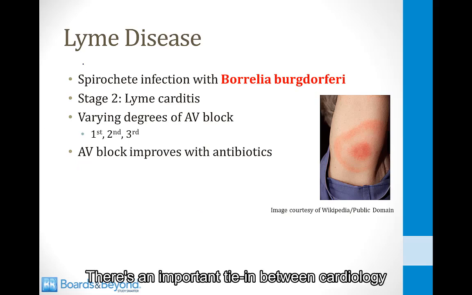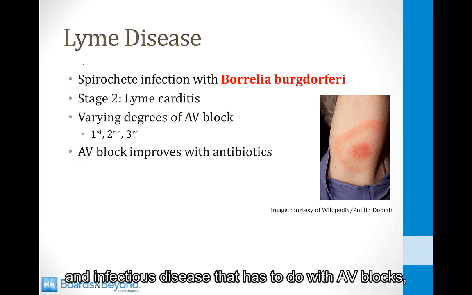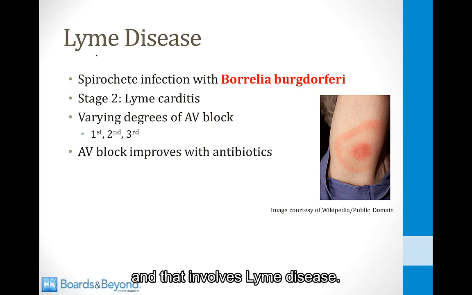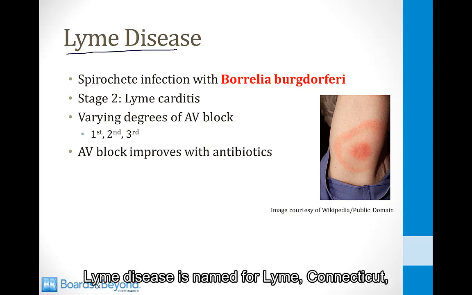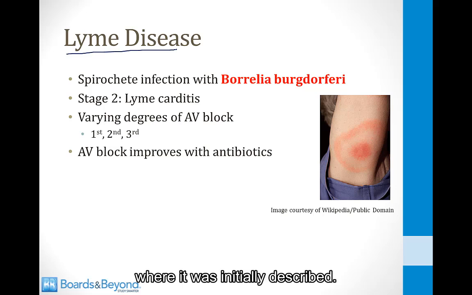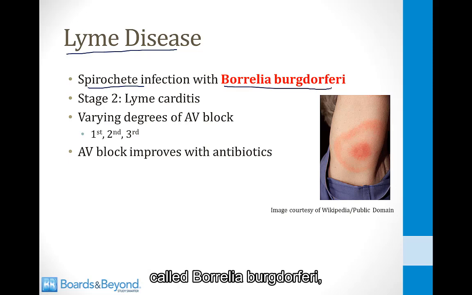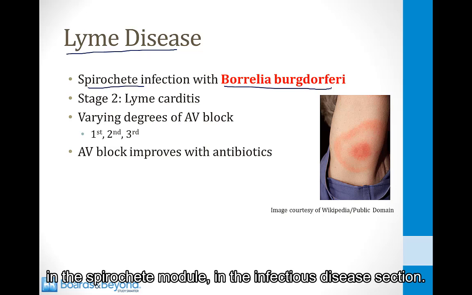There's an important tie-in between cardiology and infectious disease that has to do with AV blocks, and that involves Lyme disease. Lyme disease is named for Lyme, Connecticut, where it was initially described. It is an infection by a spirochete called Borrelia burgdorferi, and I talk about this in more detail in the spirochete module in the infectious disease section.